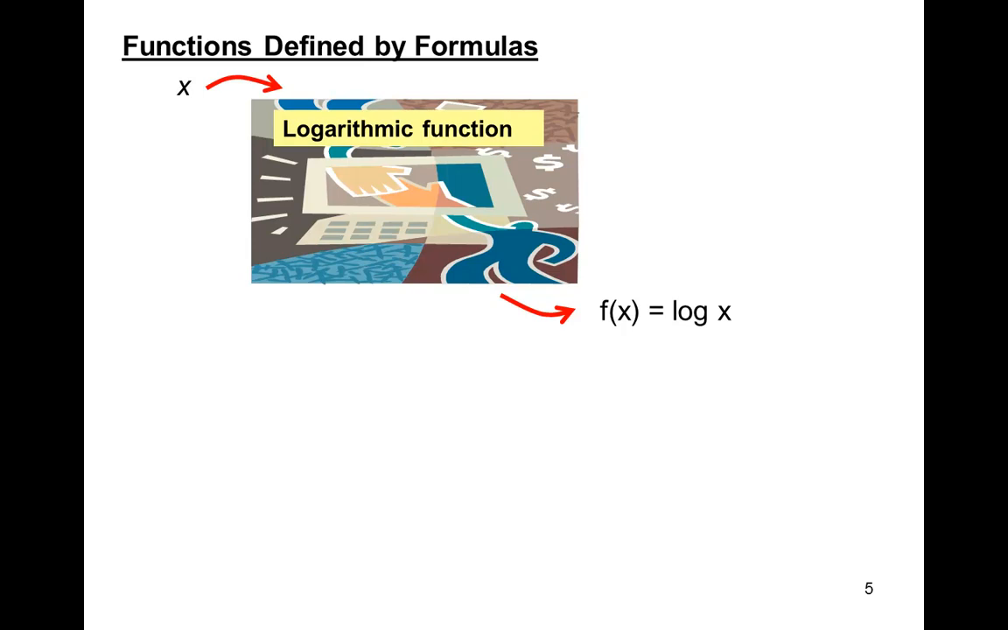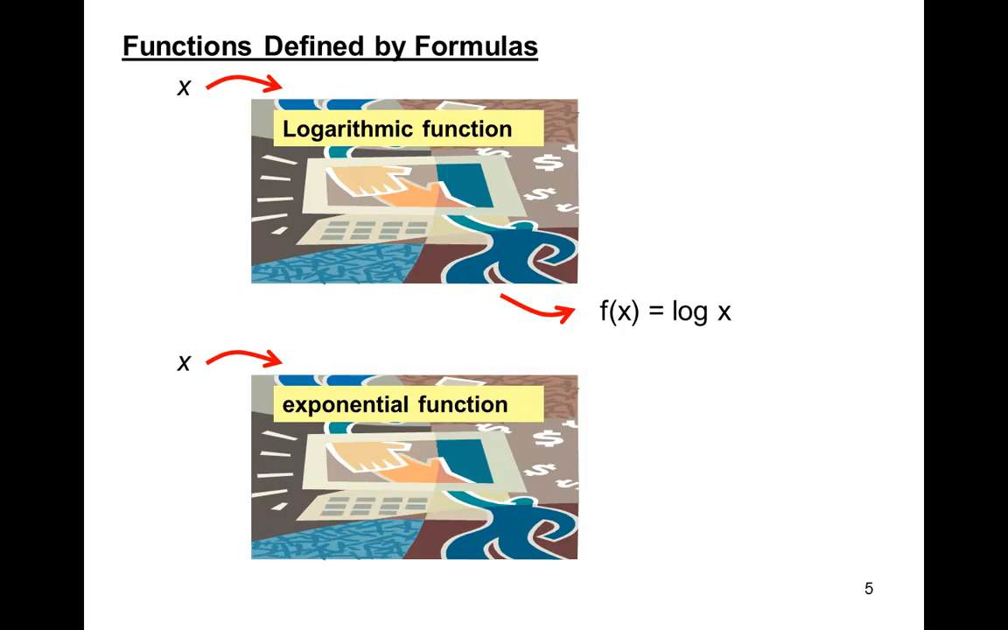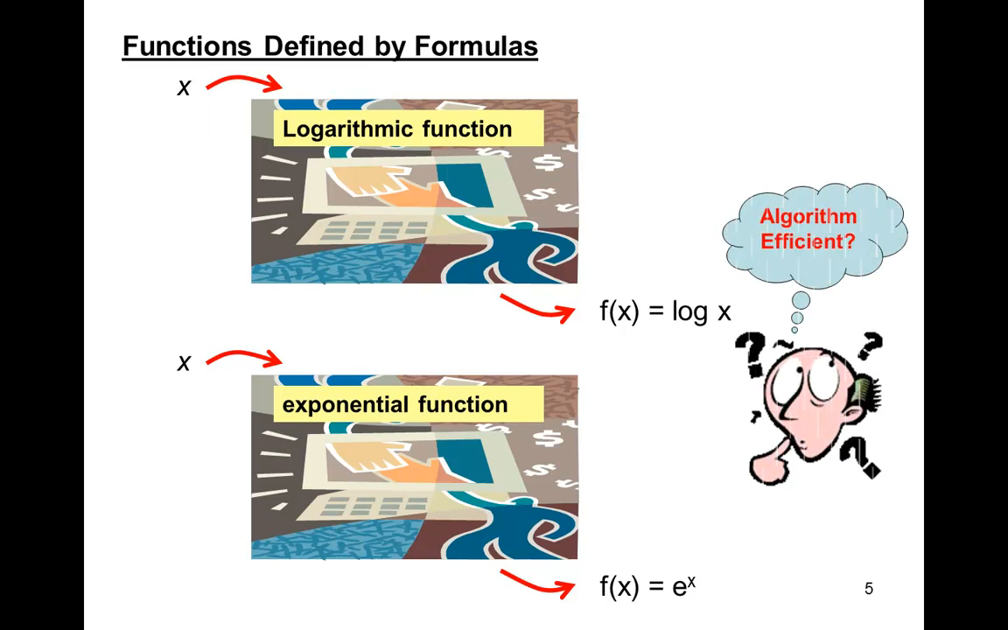On the other hand, if x is the number of inputs in your program, and your computer algorithm has an execution time that involves the exponential function of the input size, then the output f of x, or the execution time, will be something rather inefficient as the data size gets larger. So these two functions will be of special interest to computing science in the study of the efficiency of algorithms later on.